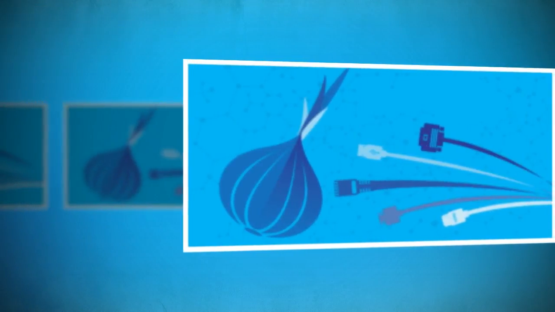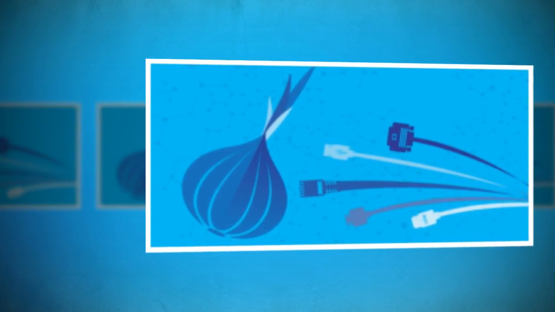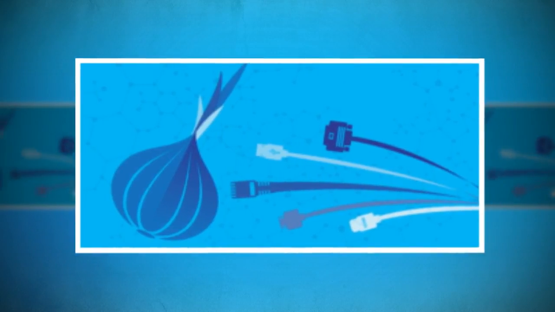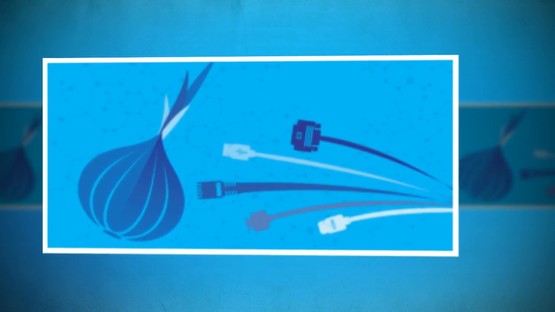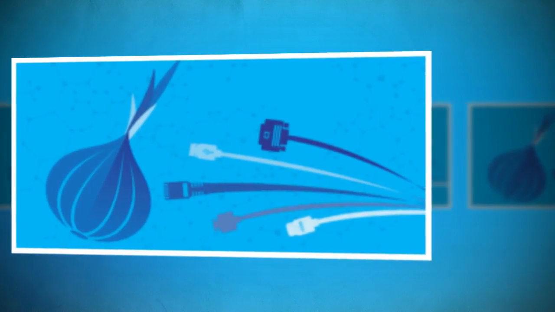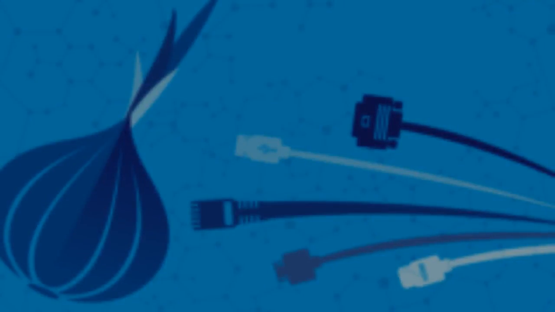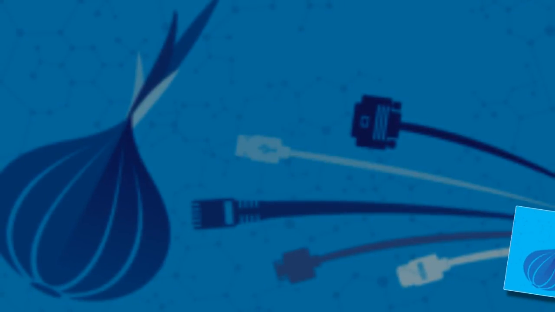Leaked IP addresses and man-in-the-middle attacks, where a third party intercepts and sometimes alters communications between two parties who think they're directly communicating with each other, can also put users at risk for exposure. Use caution and be aware of the risks associated when using Tor.